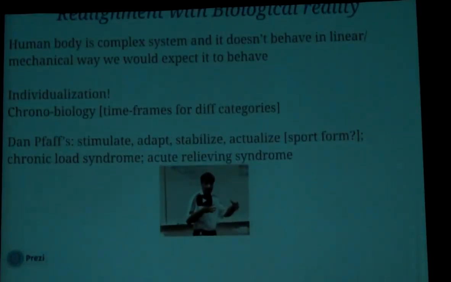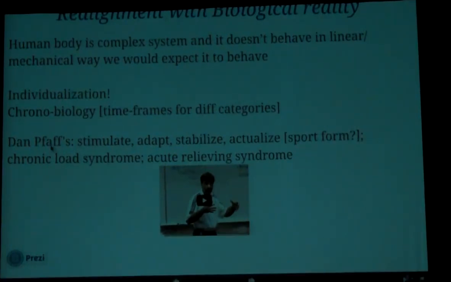Dan Pfaff, probably familiar to all of you. So we need to realign with the biological complexity. The thing is, we never know how someone is going to react to a given training. Dan identified a couple of components: stimulate, adapt, stabilize, and actualize. And that's pretty much related to the sport form phenomenon I alluded to before. Also, something that he calls chronic load syndrome and acute relieving syndrome. That's also related to variety and focus.